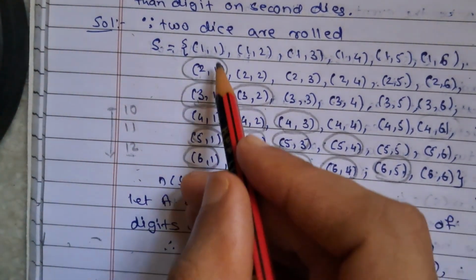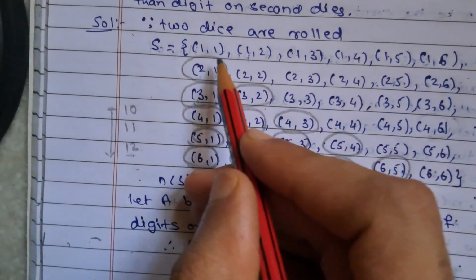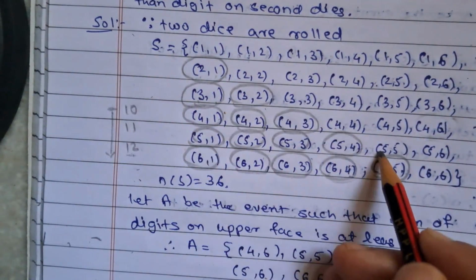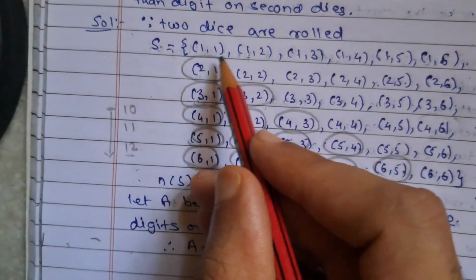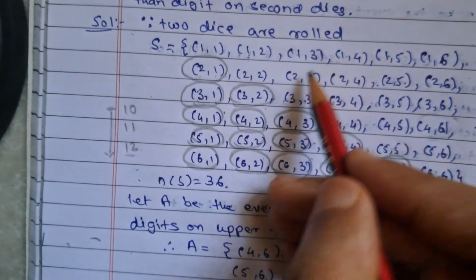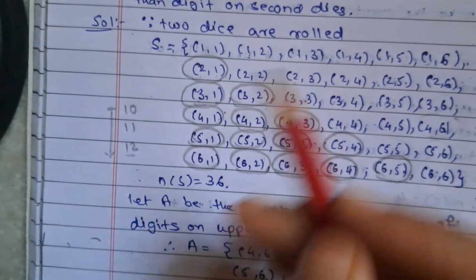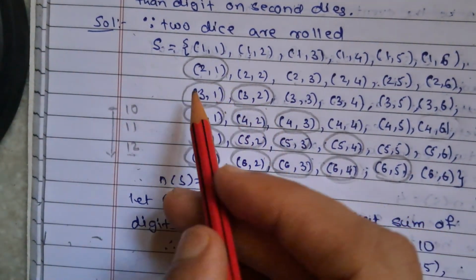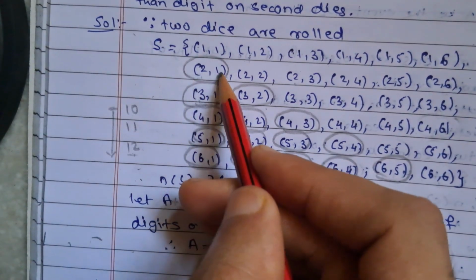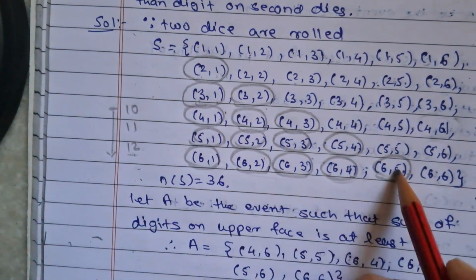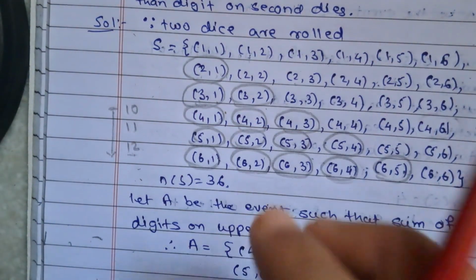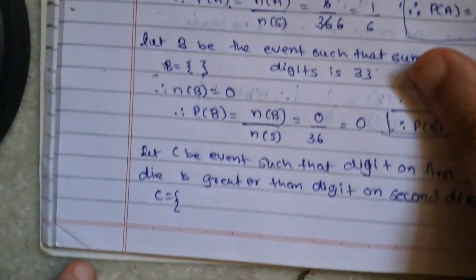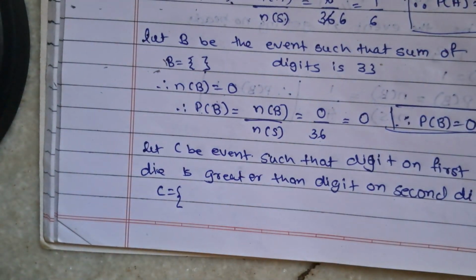Correct? Because if you go above this line, these are the pairs where both the numbers are the same, and above this, in all the pairs the first number is smaller and the second number is bigger. So in our condition we need the first number to be greater than the second number. So these are all the possibilities which I should pick and drop over there in set C. Let me do that.